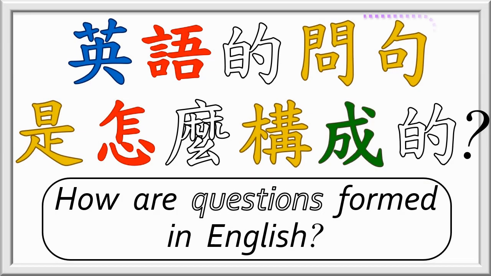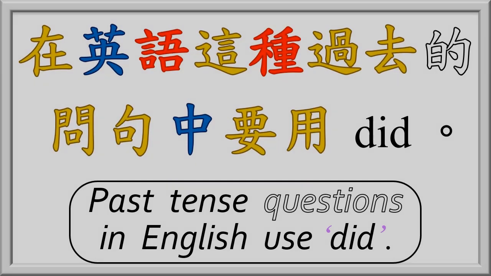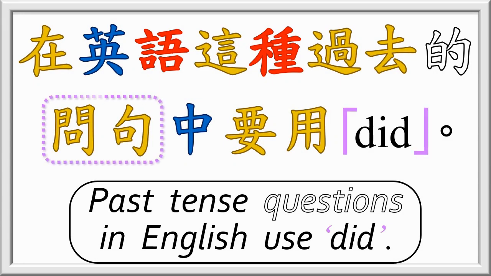英语的问句是怎么构成的？How are questions formed in English? 在英语，这种过去的问句中要用 did. Past tense questions in English use did.